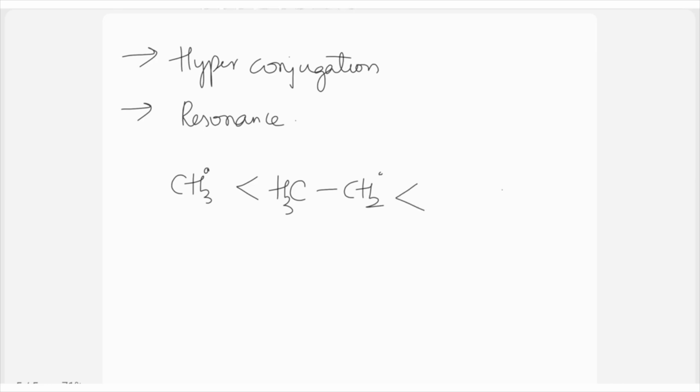First phenomenon is hyperconjugation and the second phenomenon is resonance. Now these two are going to be supporting the stability of free radicals. So if you look at methyl free radical, this is less stable compared to ethyl, less stable compared to secondary, less stable compared to tertiary.